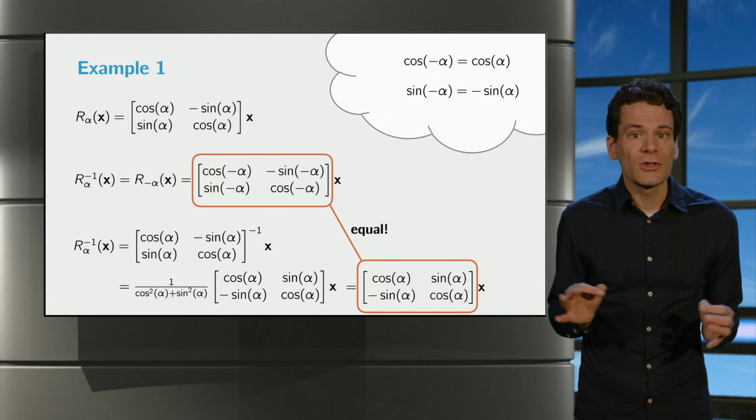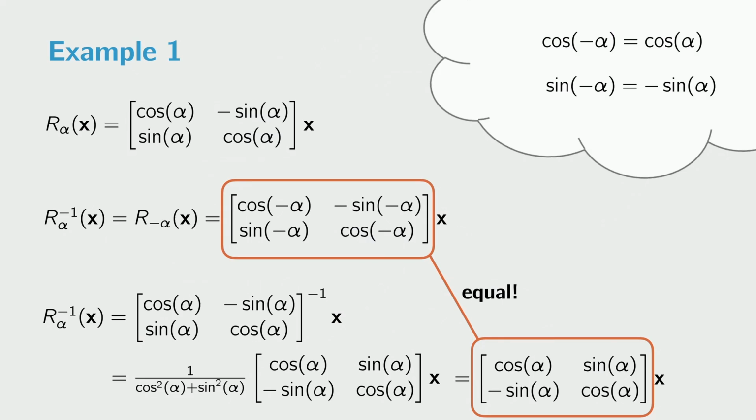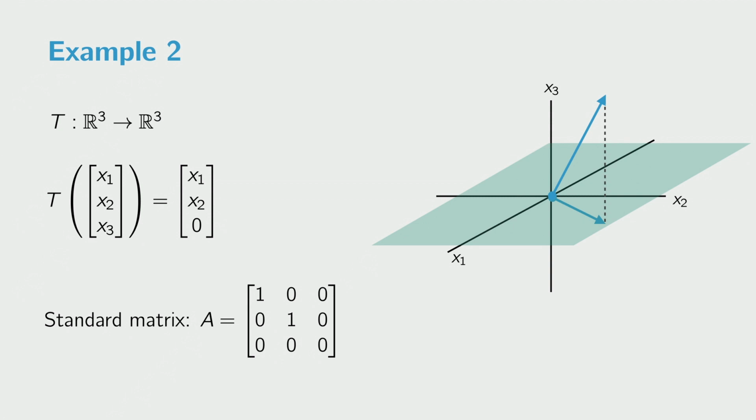The theorem can also be used to detect non-invertibility. Let me show you how. Consider the linear transformation from R3 to R3 that projects a vector onto the x1, x2 plane. This is a linear transformation with the standard matrix shown here.